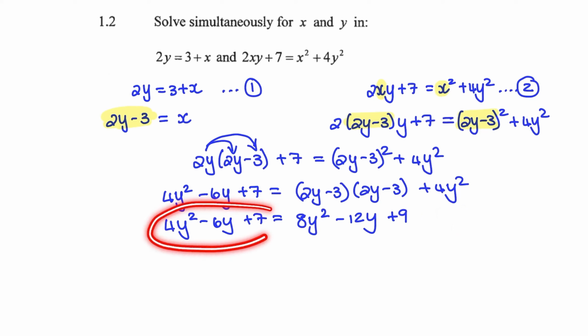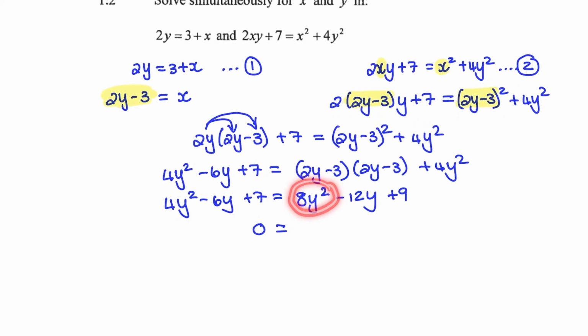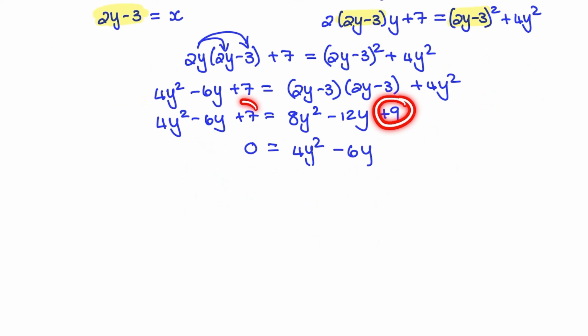And again, I'll move everything over to the right hand side in order to simplify. So I have 8y squared minus 4y squared, and that is equal to 4y squared. Then negative 12y plus 6y is equal to negative 6y. And lastly, plus 9 minus 7, which is equal to plus 2. Notice that all of the coefficients are even numbers, so I can divide everywhere by 2 in order to simplify this equation. So that will be 0 is equal to 2y squared minus 3y plus 1.